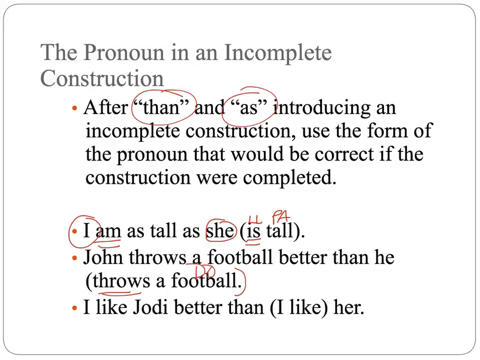The word him. If I said John throws a football better than him, I would be saying something completely different. I would be saying John throws a football better than John throws him, which doesn't make any sense. So when you have a pronoun in an incomplete construction, you complete the construction by including a verb in the second half or comparative part of the sentence.